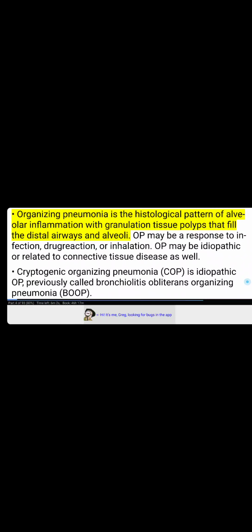Organizing pneumonia is the histological pattern of alveolar inflammation with granulation tissue polyps that fill the distal airways and alveoli. OP may be a response to infection, drug reaction, or inhalation. OP may be idiopathic or related to connective tissue disease as well. Cryptogenic organizing pneumonia, COP, is idiopathic OP, previously called bronchiolitis obliterans organizing pneumonia, BOOP.